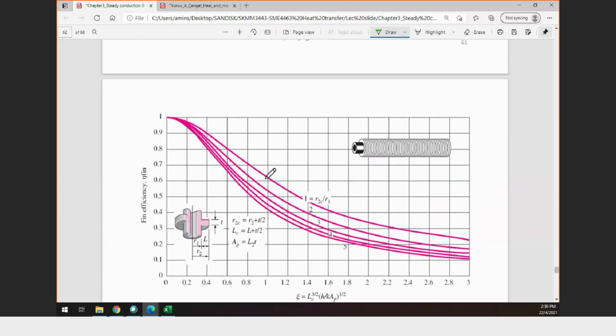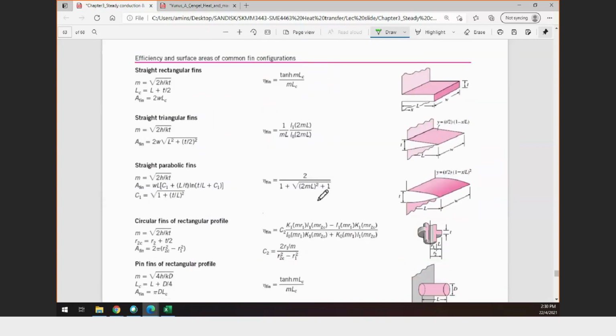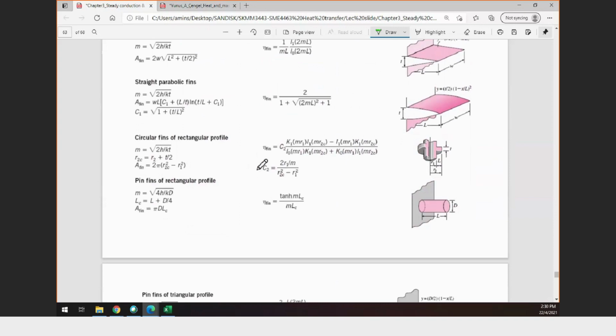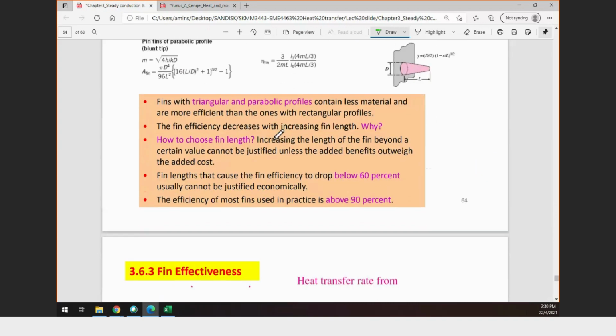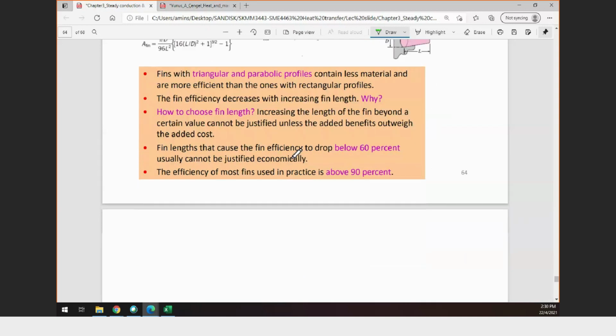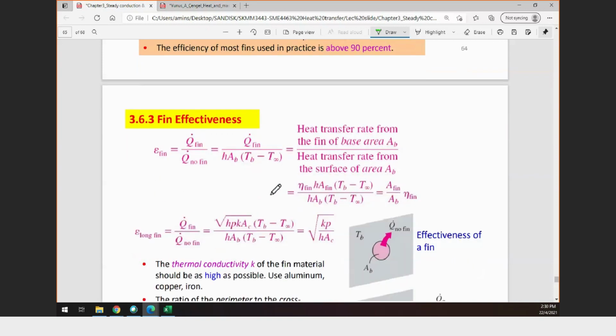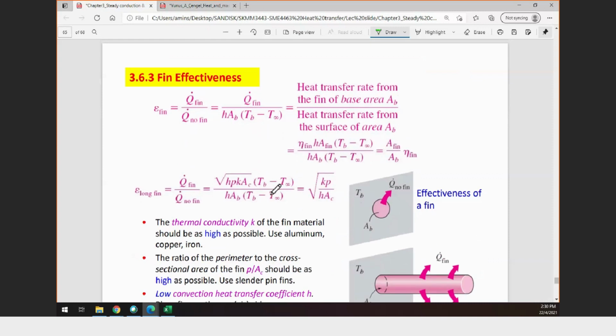This is the other graph, 3.44, for the annular fin. This is the graph 3.43 that I mentioned just now. So that is the fin efficiency calculation, because from the fin efficiency you can calculate the heat transfer value of the fin. Next, we need to calculate the fin effectiveness.